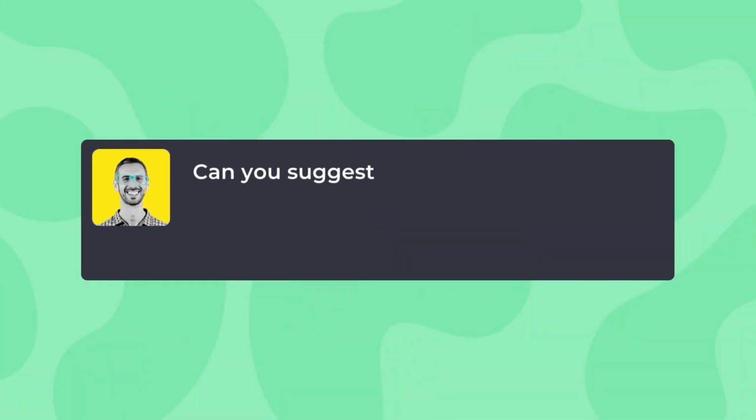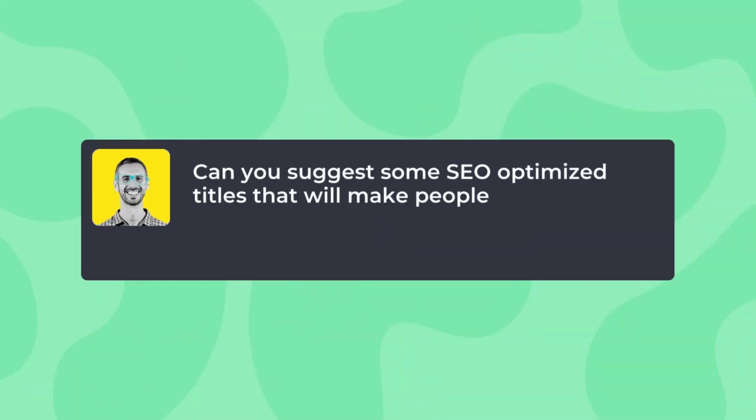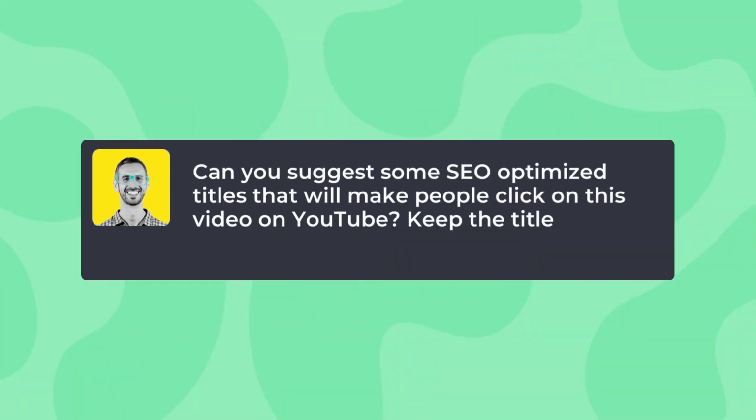All right, so we have our video scripts. I can lock myself in the studio and start shooting them, but I still need some titles, descriptions, and tags if I want to upload this on YouTube. So I could ask ChatGPT for some help regarding this as well. I would use a prompt like this one. Can you suggest some SEO optimized titles that will make people click on this video on YouTube? Keep the title under 50 characters.